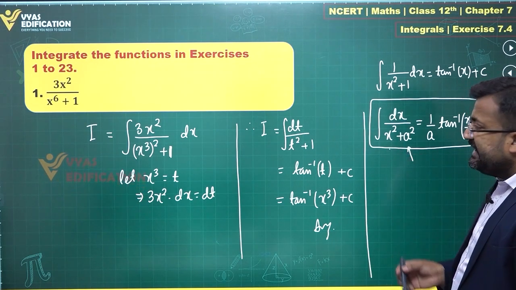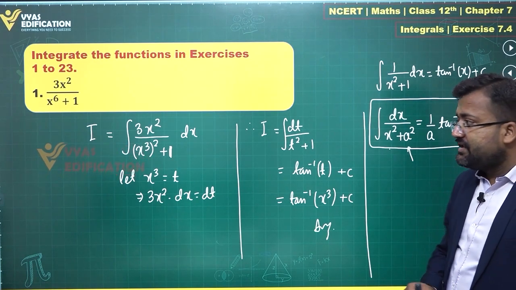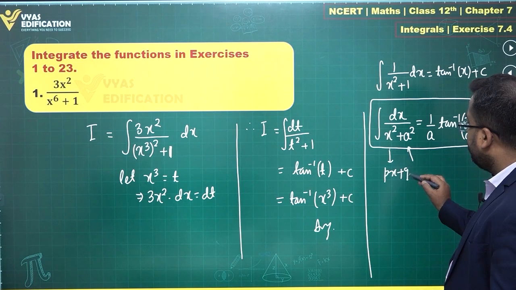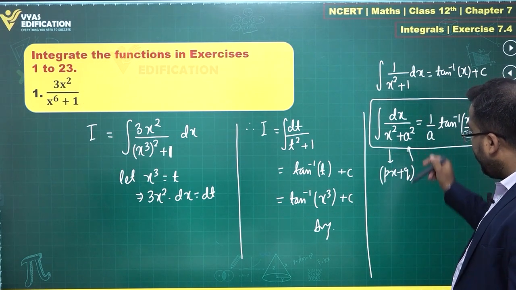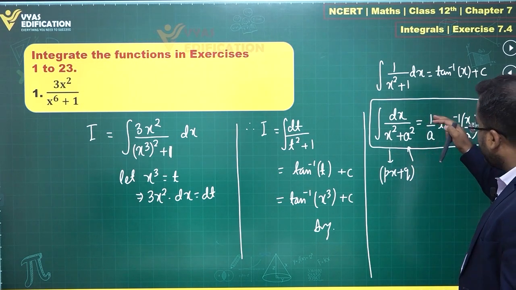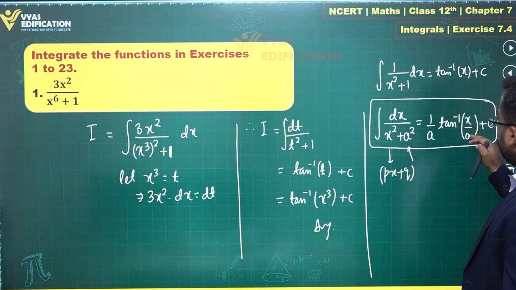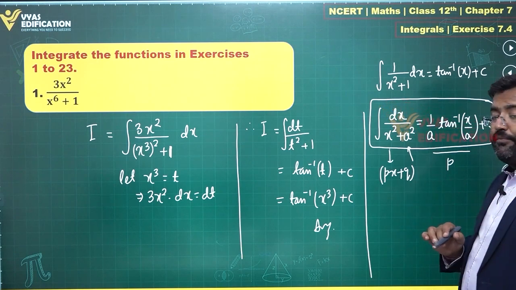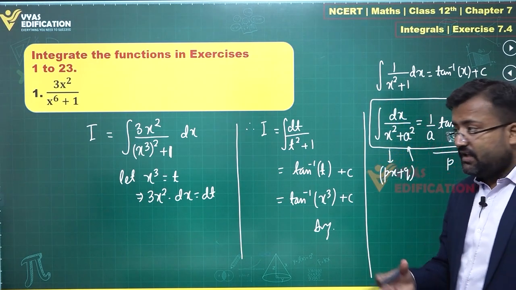Instead of x, if you have a linear function, linear polynomial of x, like px plus q square plus a square, the answer would be 1 upon a tan inverse px plus q upon a, and you also have to divide by p over here, right? That is something which you have seen, right?